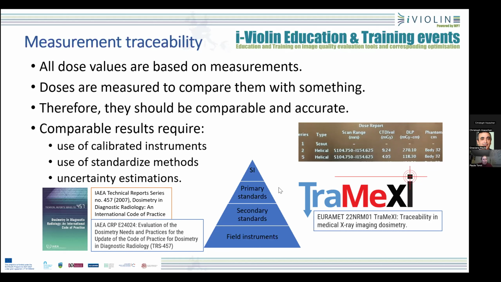We have another EU-funded project called TRAMEXI, where we actually focus on traceability in medical X-ray imaging dosimetry, because we have some challenges in the X-ray imaging dosimetry, and we are trying to solve them in that other project. There is also an IAEA project, because there is this code of practice for dosimetry, the TRS 457, but it was published in 2007. So quite many updates are needed for this publication, and IAEA has this coordinated research project to actually update this code of practice.